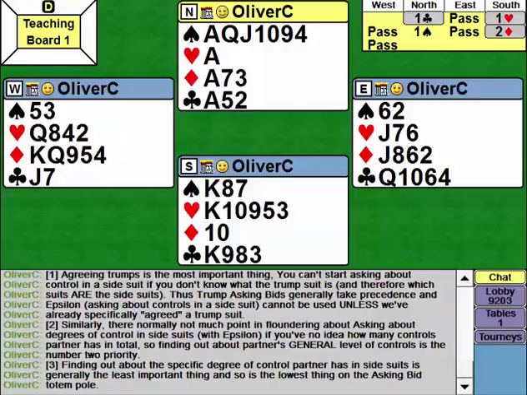The point about degrees of priority is that if we haven't found out how many controls partner has in their hand, then four clubs beta would take precedence over four clubs epsilon, because general controls is more important than specific controls. Okay, any questions so far?